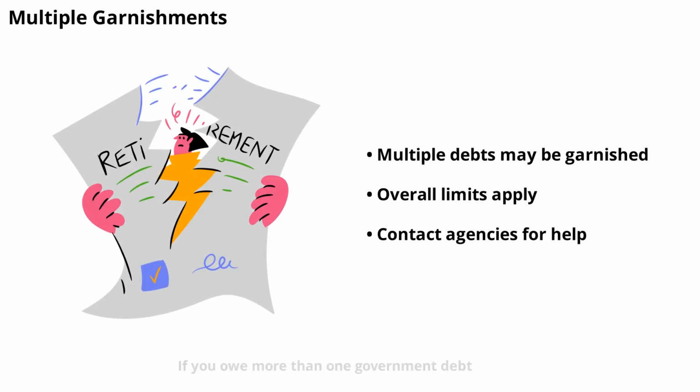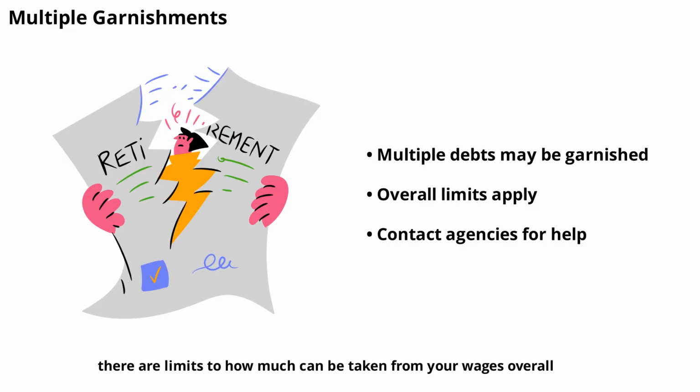If you owe more than one government debt, you may face multiple garnishments at the same time. However, there are limits to how much can be taken from your wages overall. Federal law sets a maximum percentage of your disposable income that can be garnished, even if you have several debts. If you're facing multiple garnishments, contact the agencies involved to discuss your options and avoid financial hardship.